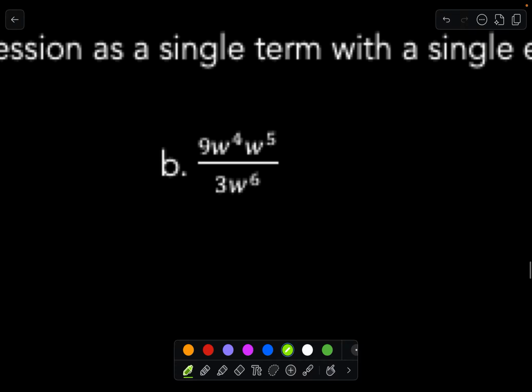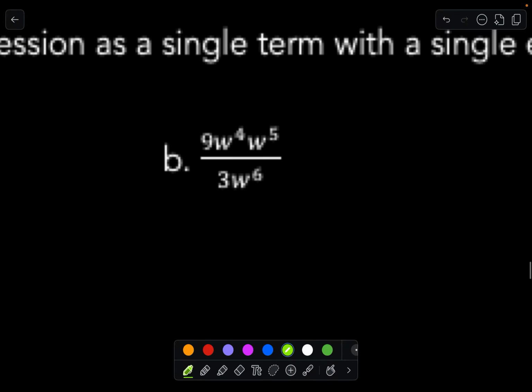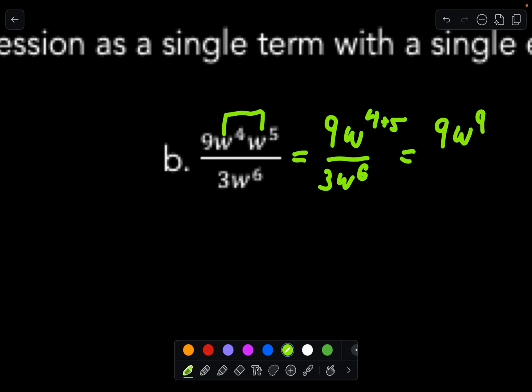All right? In this case, what I tell my students is simplify the top and the bottom if it can be simplified. In other words, I would go w to the 4th times w to the 5th and write that as w to the 4 plus 5 power over 3w to the 6th. Now, 4 plus 5 is 9. So this is 9w to the 9th power over 3w to the 6th. Now, here's the deal.